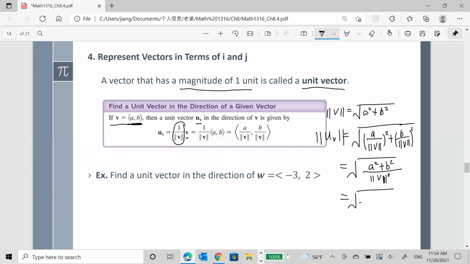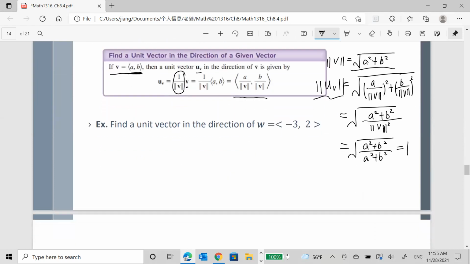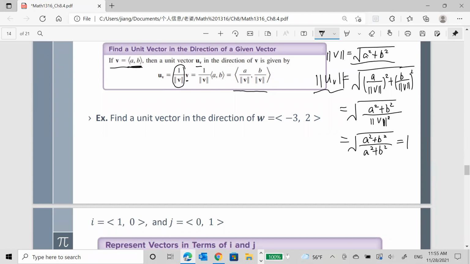And then we have learned that the bottom one is a squared plus b squared. The top is a squared plus b squared. So it is 1. That means the magnitude of a unit vector is 1. So we can use this expression to represent any unit vector of the vector V. Okay, let's see the example. If you don't understand how I do this, it's okay. You just memorize the formula here to find the unit vector.